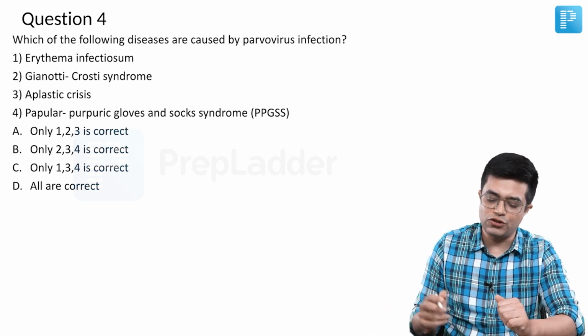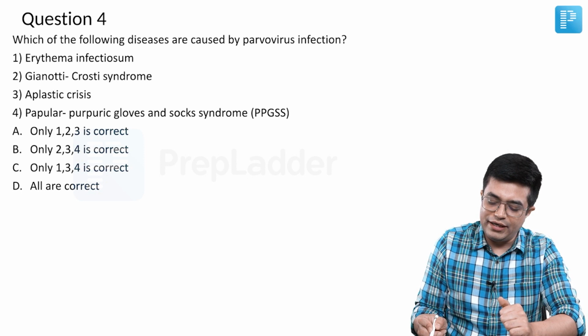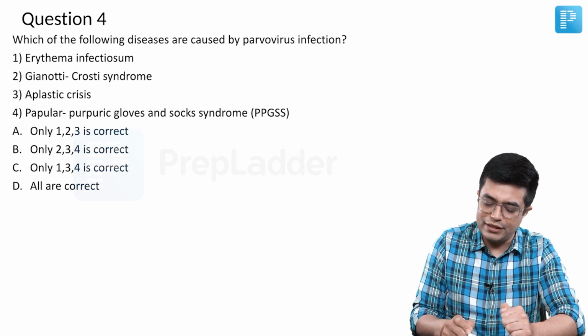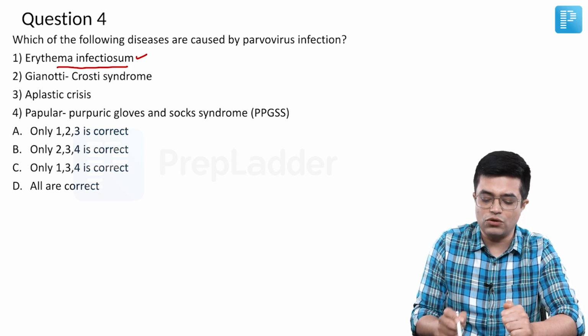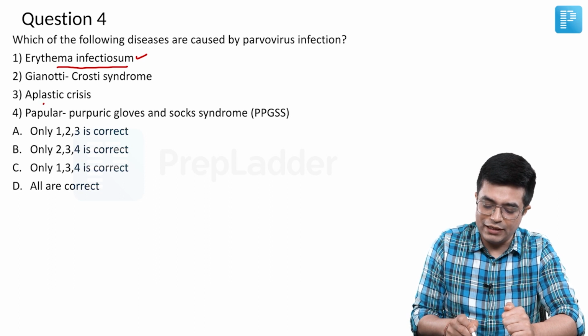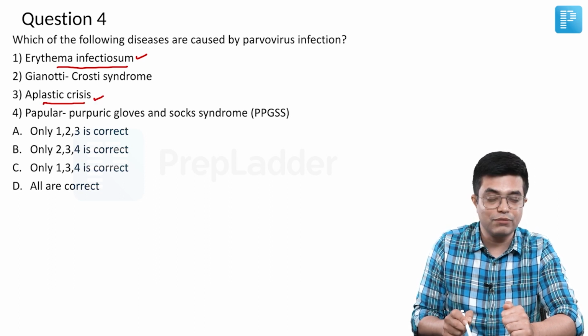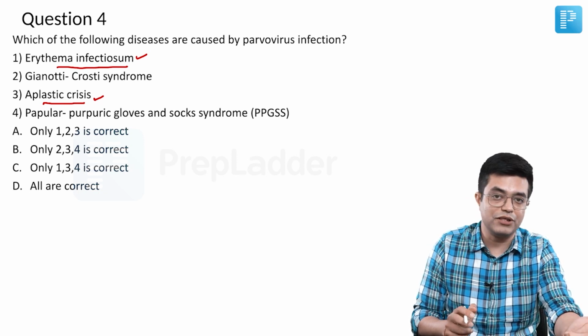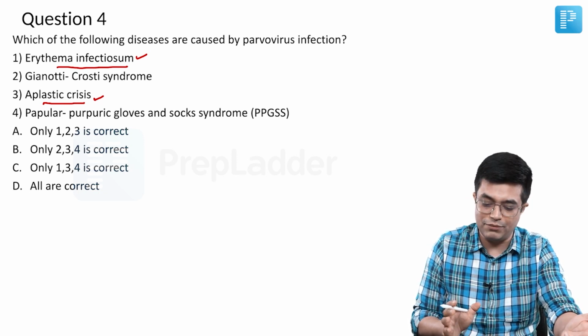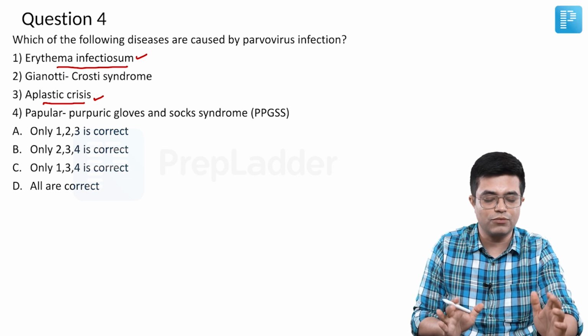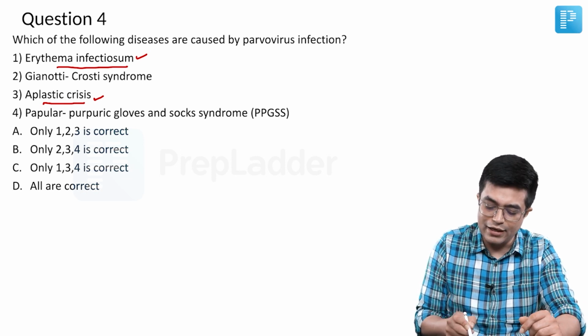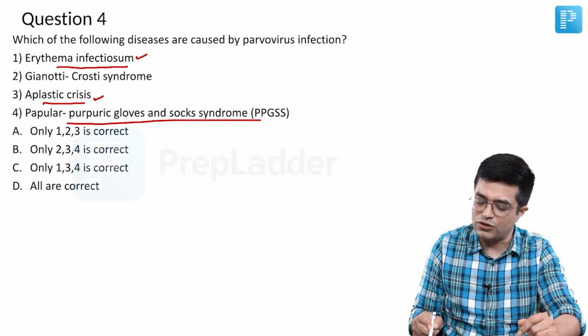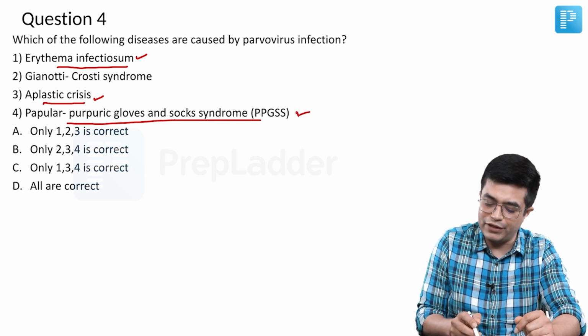Now let us look at these options one by one. Parvovirus B19 infection is associated with erythema infectiosum in children, which is a true statement. It is associated with aplastic crisis, which is also a true statement. There is brief cessation or stoppage of erythroblast maturation, and RBC production precipitously falls, producing an aplastic crisis. And papular purpuric glove and sock syndrome has also been described with Parvovirus B19 infection.